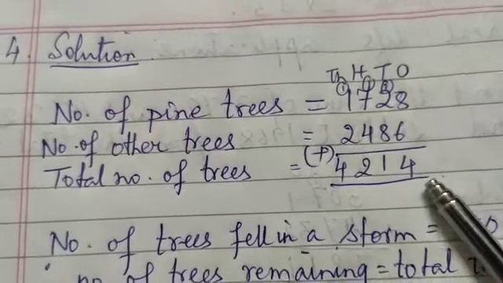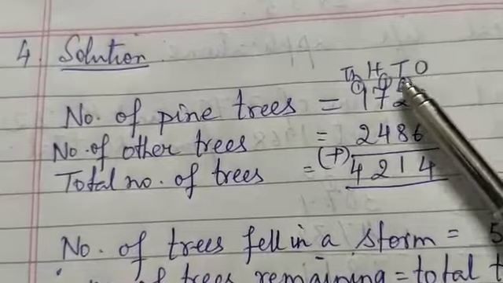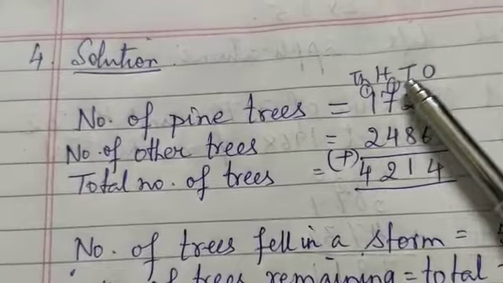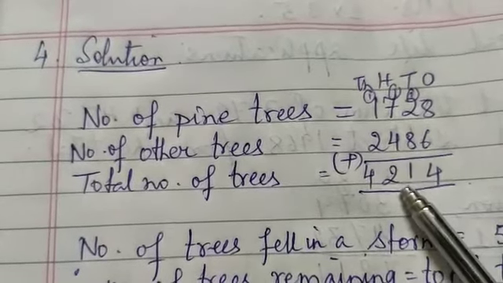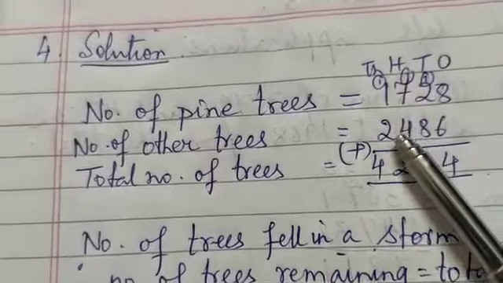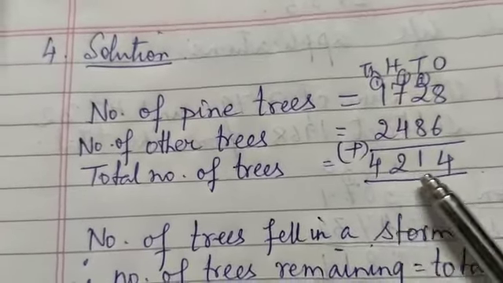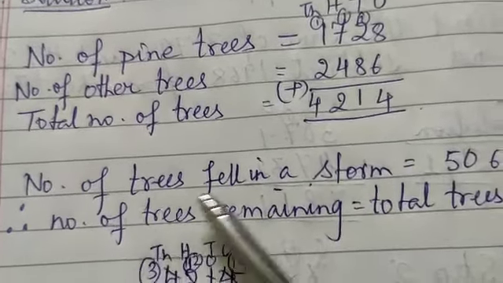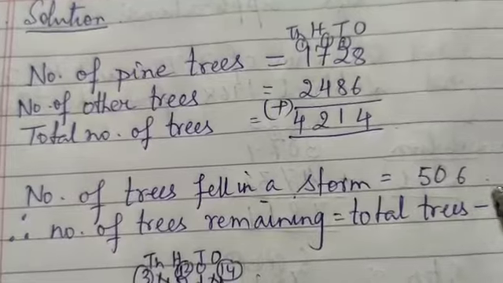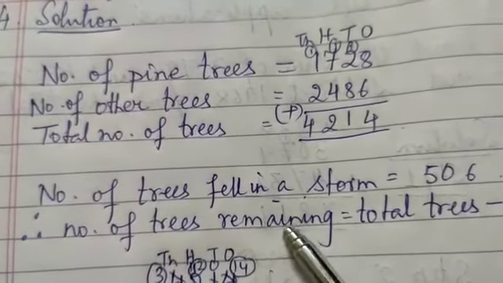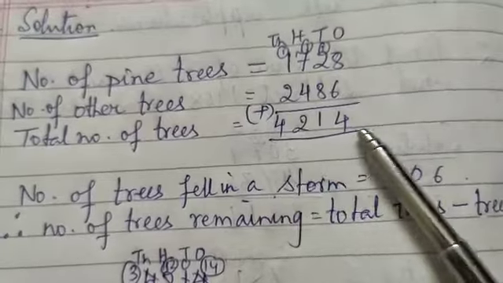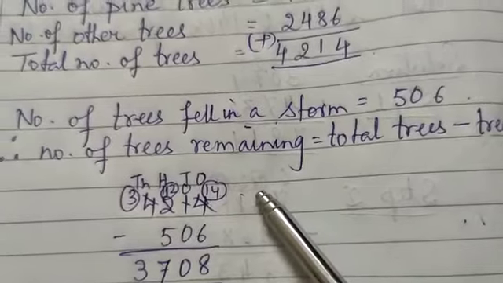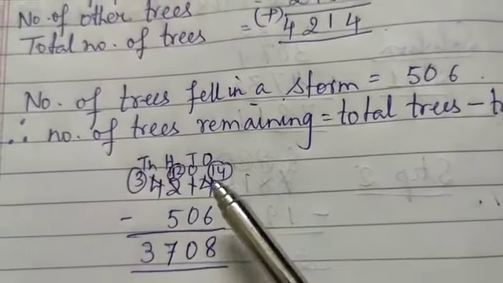8 plus 6, 14. Write 4, carry over 1. 2 plus 1, 3 plus 8, 11. Write 1 here, carry over 1. 1 plus 7, 8 plus 4, 12. Write 2 here, carry over 1. 1 plus 1, 2 plus 2, 4. So 4214 trees were there in the forest. Out of that, number of trees fell in a storm 506. Therefore, number of trees remaining is total trees minus trees fell. So 4214 minus 506. Now you subtract it.